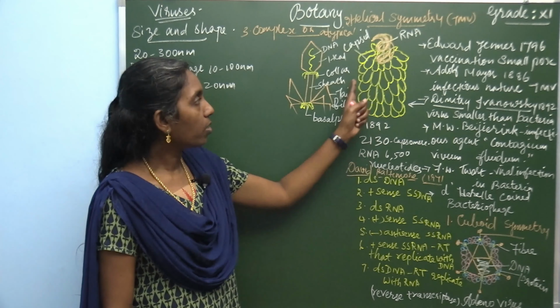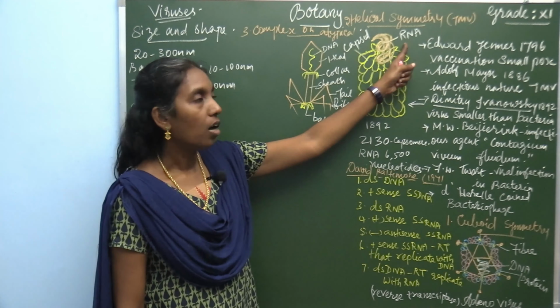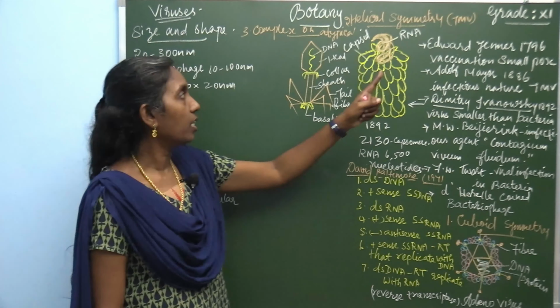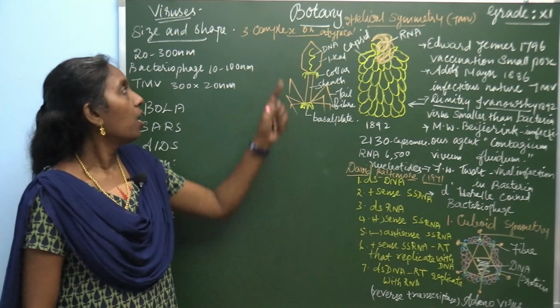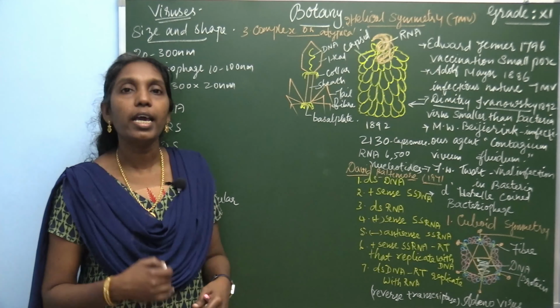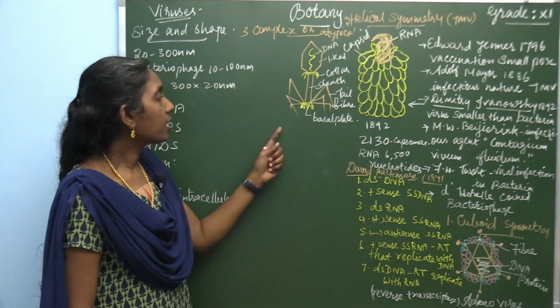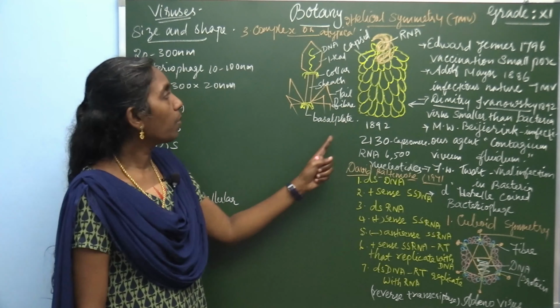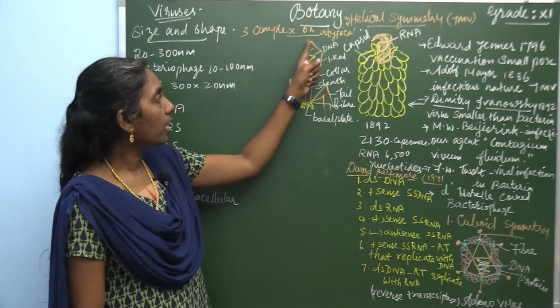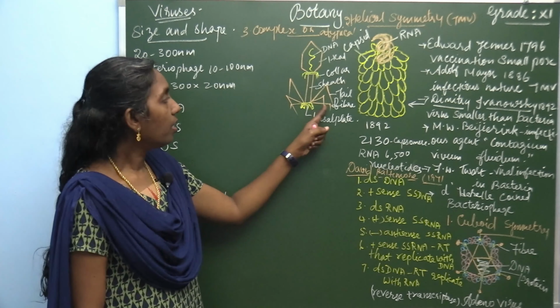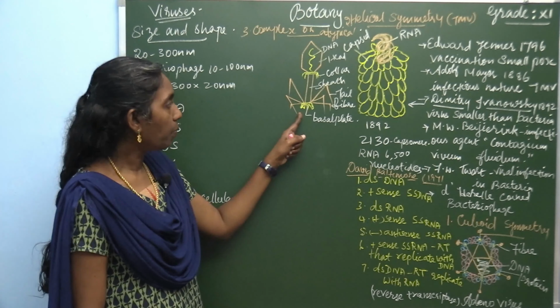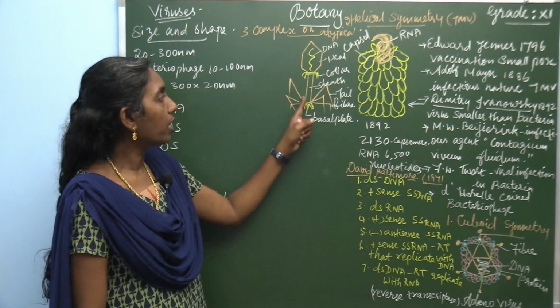This is the tobacco mosaic virus, which contains RNA as the genetic material. Then complex or atypical symmetry. Complex symmetry is otherwise called atypical symmetry. Example: bacteriophage. This bacteriophage contains a head region, a collar, a sheath, a fiber and a basal plate, tail region, head, collar and a tail.